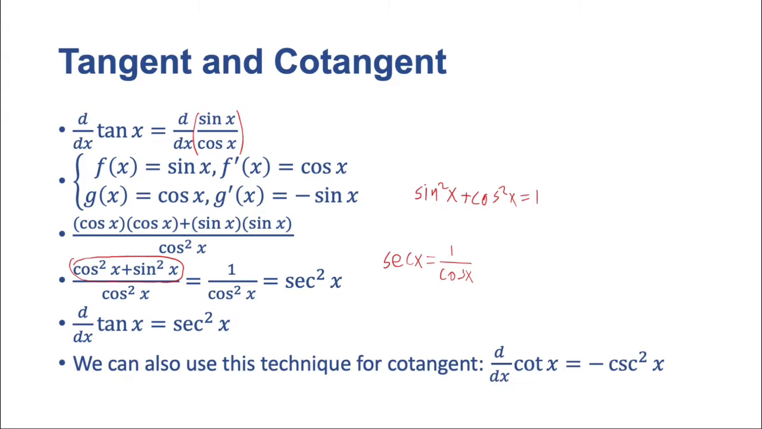And again, just like we could for cosine, we can use this to find the derivative of cotangent, which is negative cosecant squared of x. So now we have 2 more derivatives. Finally, we're going to talk about cosecant and secant, and we're going to try to find the derivative of cosecant.